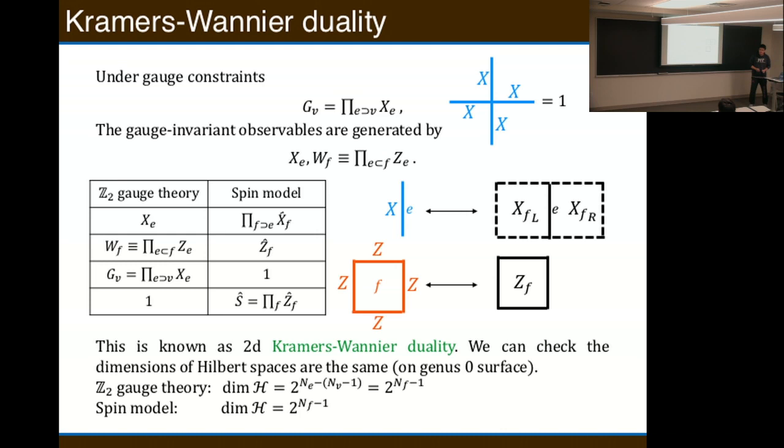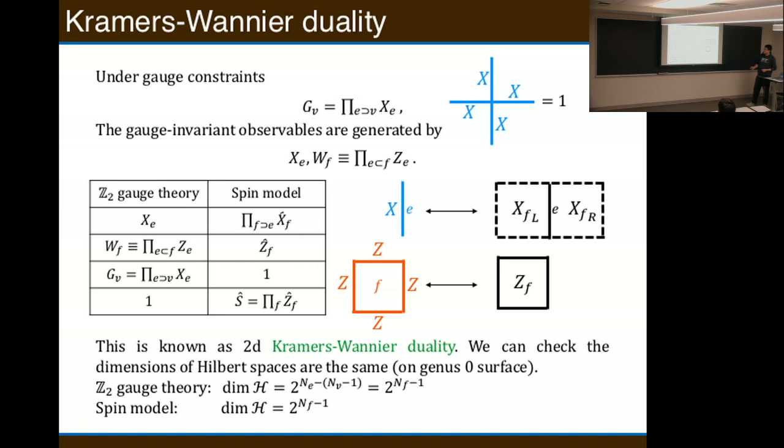Now let's study the gauge-invariant operators under this gauge constraint. The first one is just X, because we know X commutes with X. The second one is the product of Z around any closed loop, because any closed loop will intersect with this operator at two edges, and the two minus signs cancel out. These two are the only gauge-invariant operators. It turns out this Z2 gauge theory can be mapped to a spin model in this way. On the spin model, we define our spin on faces.